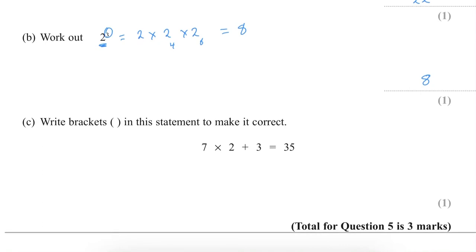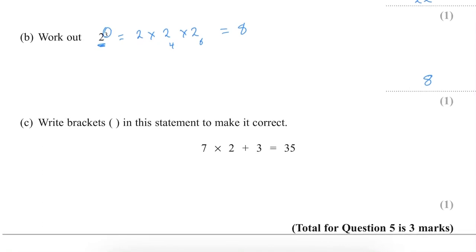And let's have a look at part C. Part C, write brackets in this statement to make it correct. Maths is such fun, isn't it? It's like a puzzle, like a game. Write brackets. So we know that we need to follow the order of operations. Remember, multiplication before addition. So we're going to say 2 7s are 14 here, plus 3 would equal 17.